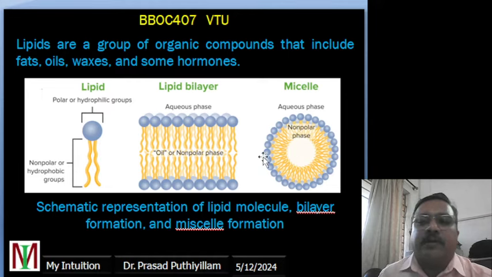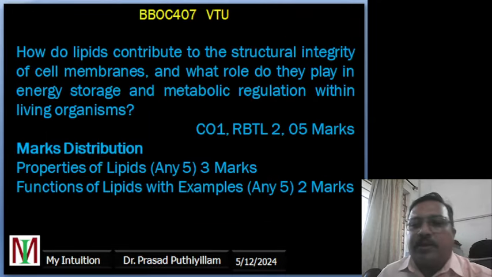They will form this type of structure called a micelle. Now we'll come to the topic: properties and applications of lipids. Question: how do lipids contribute to the structural integrity of cell membranes, and what role do they play in energy storage and metabolic regulation within living organisms?